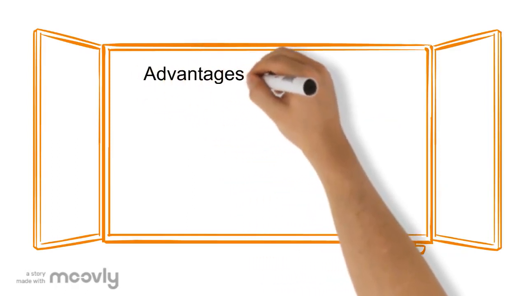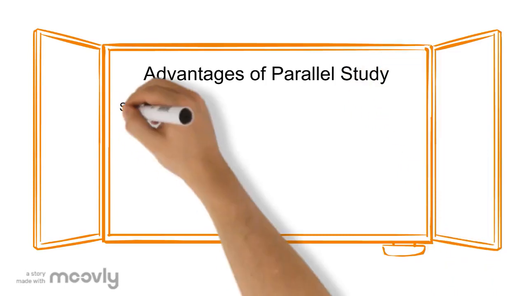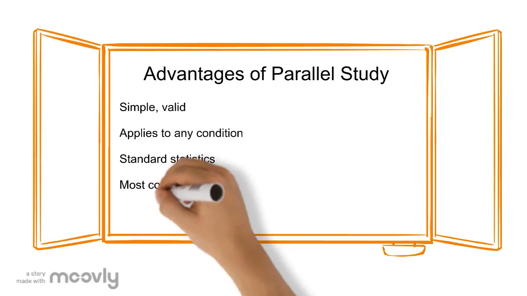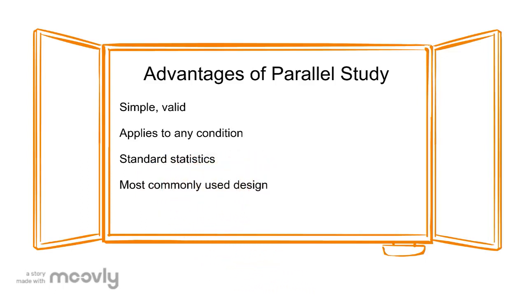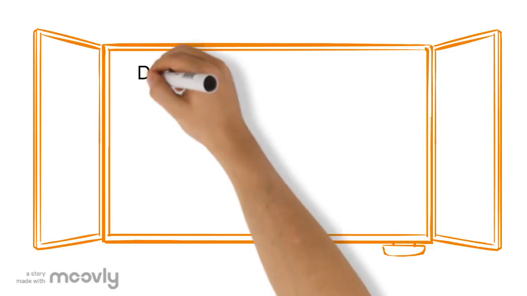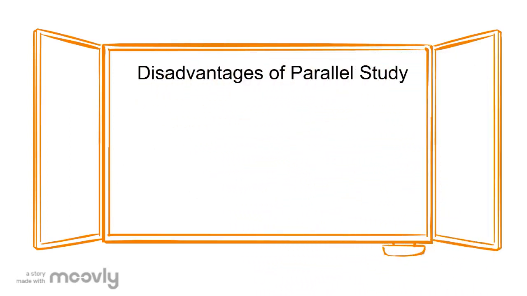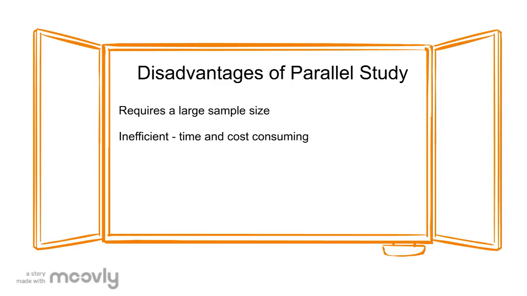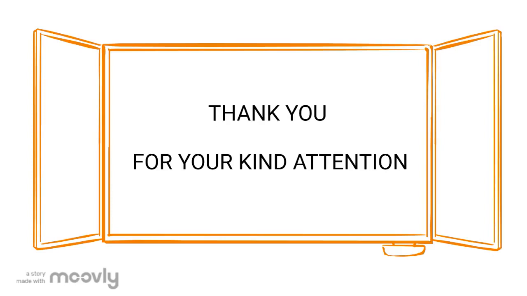The advantages are that it is simple and it requires few assumptions. It is also a valid comparison and is able to be applied to any situation. Also, it is a form of standard statistics. Hence, due to its simplicity, it is the most commonly used clinical trial design. The disadvantages are that it requires a large sample size to conduct the study and it is inefficient in time and cost.